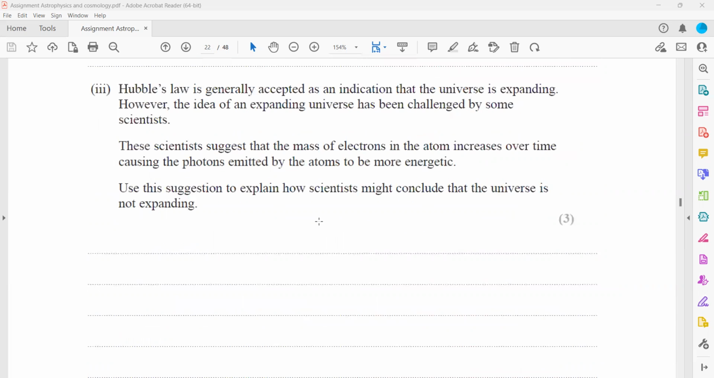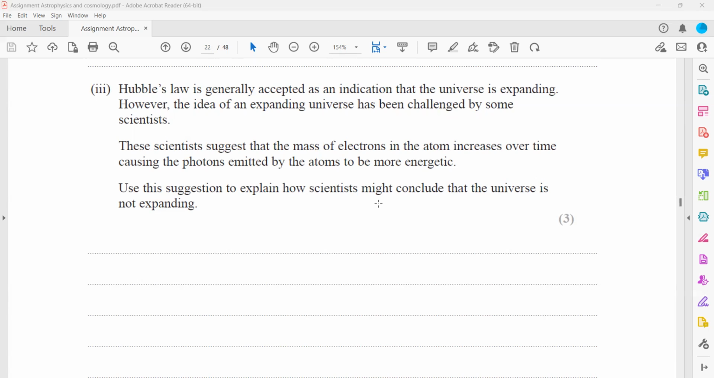And Hubble's law is generally accepted as an indication that the universe is expanding. However, the idea of an expanding universe has been challenged by some scientists. These scientists suggest that the mass of an electron in an atom increases over time, causing a photon emitted by an atom to be more energetic. Use this suggestion to explain how the scientists might conclude the universe is not expanding.